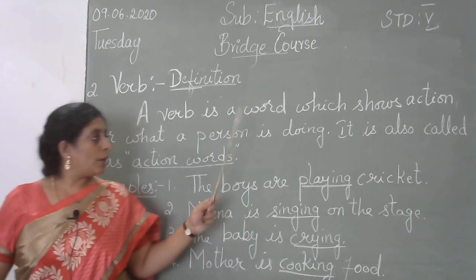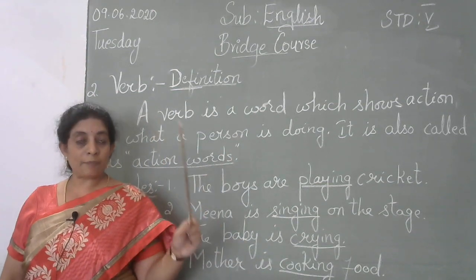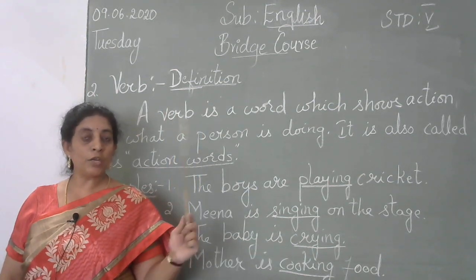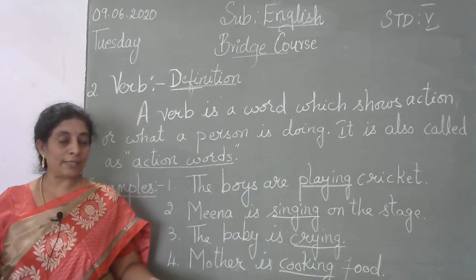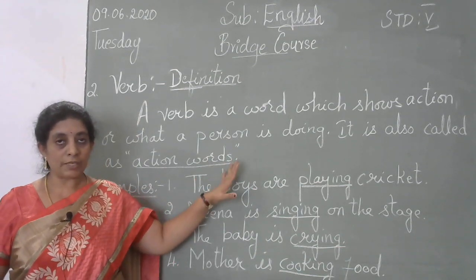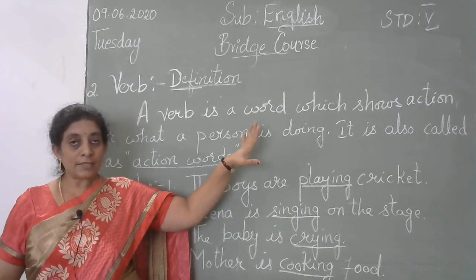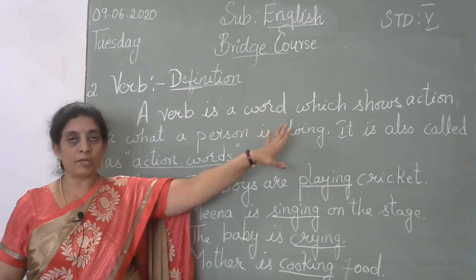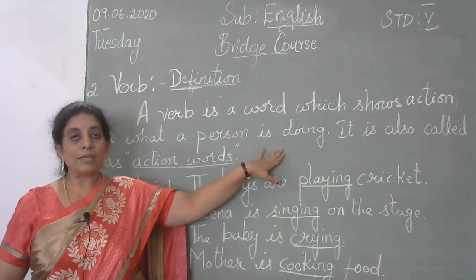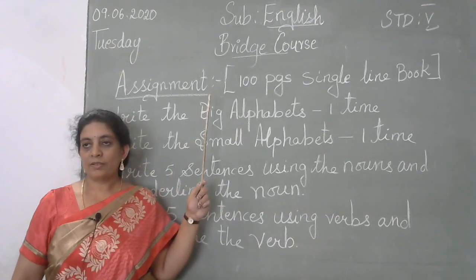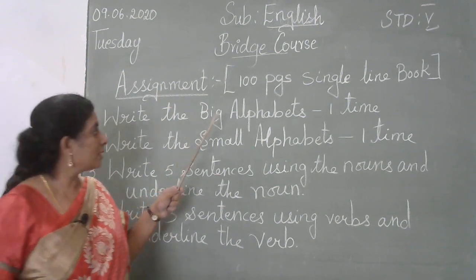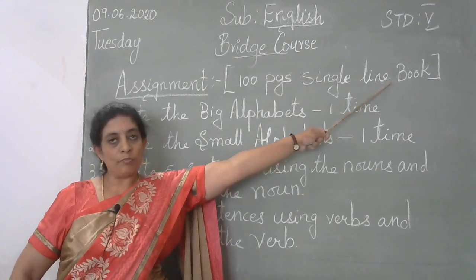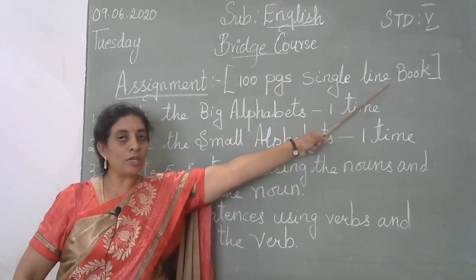So now you have to take your books, take a 100 pages single line book from the book set you have purchased from your school. Don't go to the shops to buy the book. Mention it as the English assignment book and take down the assignment now. So now I think you are ready for your assignment. Once again I am telling you, use the 100 pages single line book from the book set you have purchased from your school.